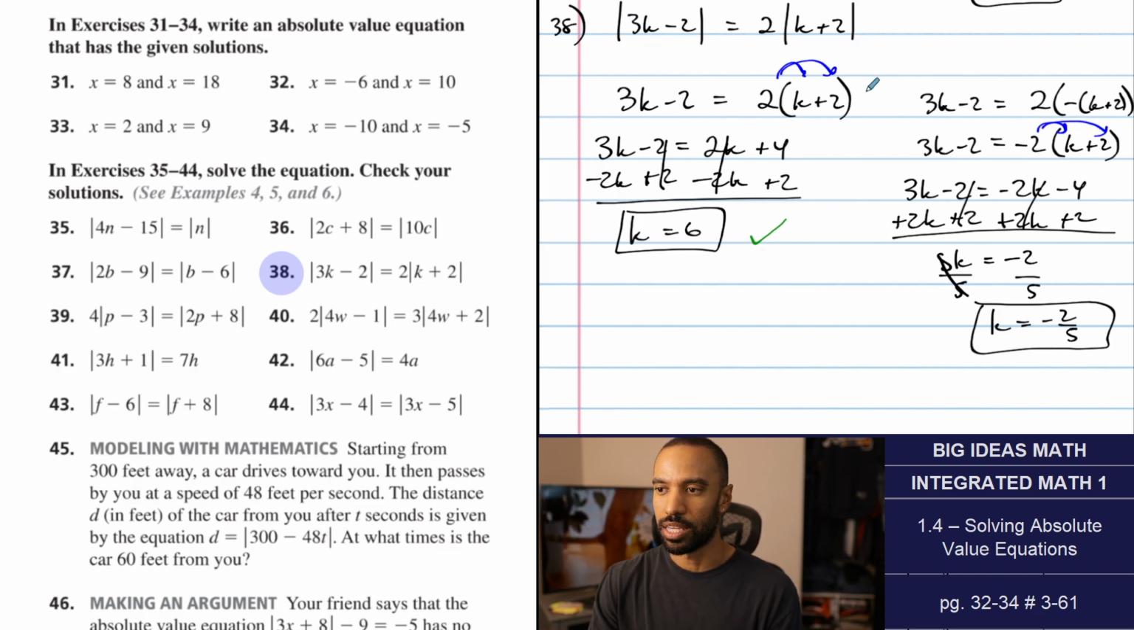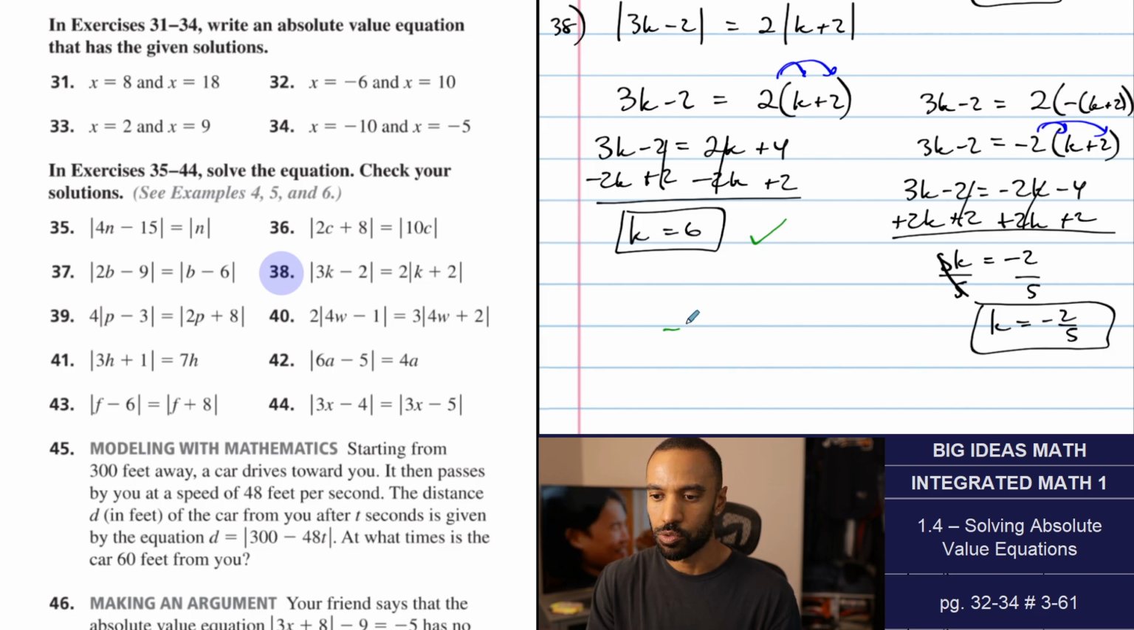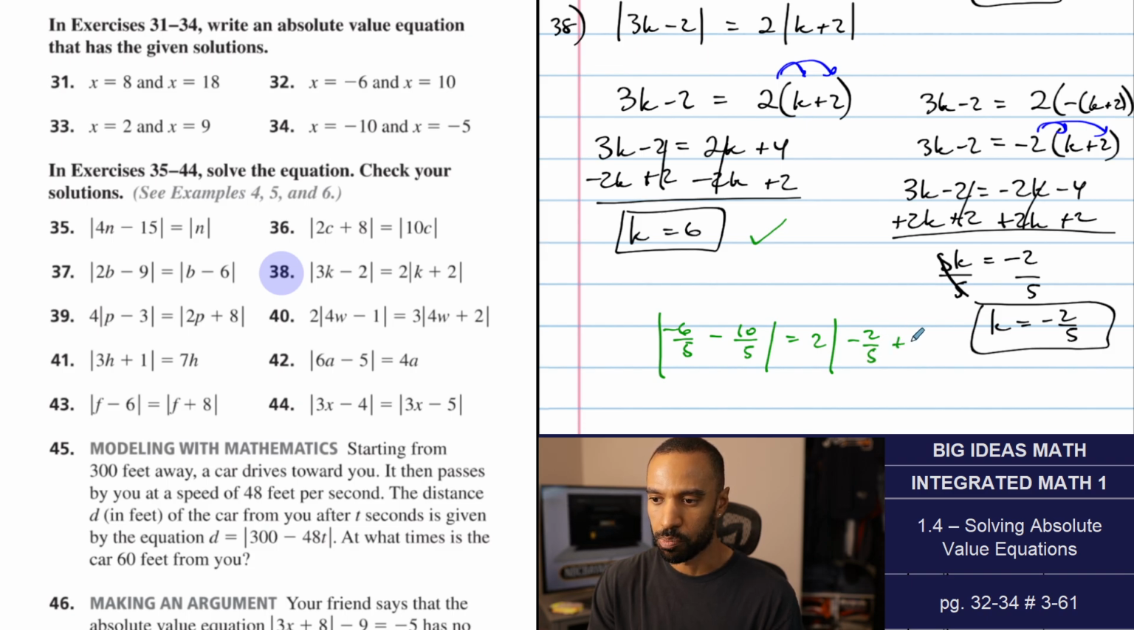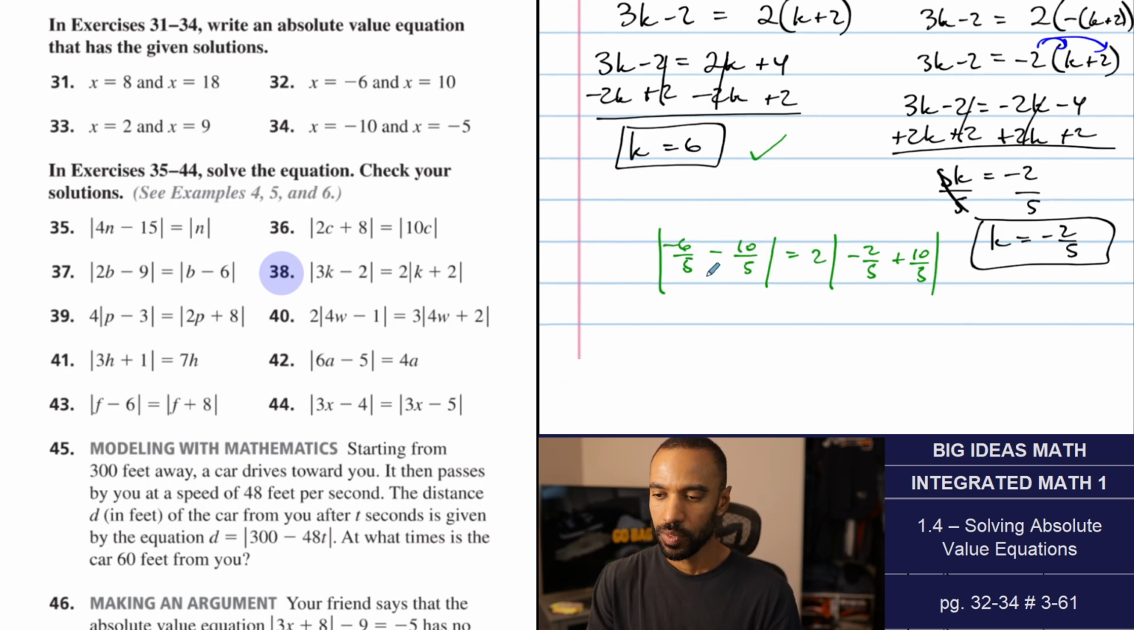Again, it gets a little wonky here. We have 3 times negative 2/5, which is negative 6/5, and then minus 2, which is minus 10/5. This is inside an absolute value. And then there's 2 times the absolute value of negative 2/5 plus 2, which is plus 10/5. So we have that guy here. Negative 6 minus 10 is negative 16, so negative 16/5 is here in the absolute value.